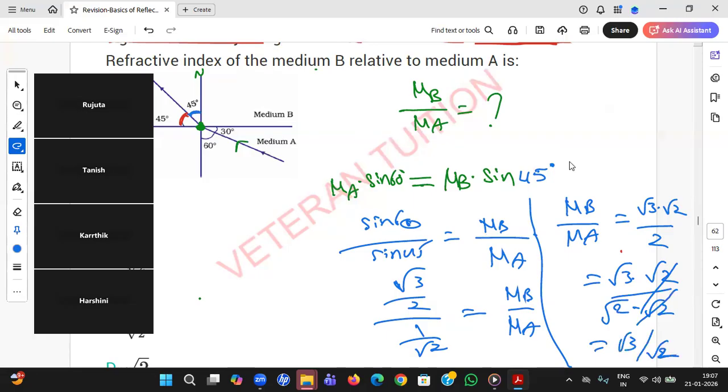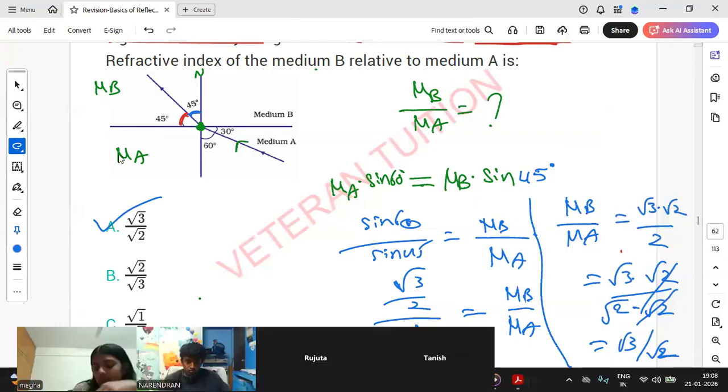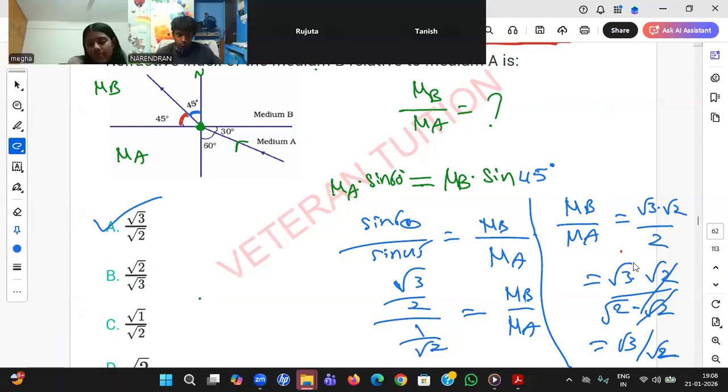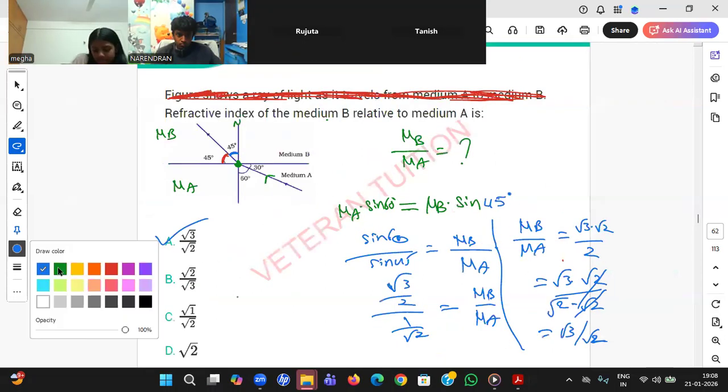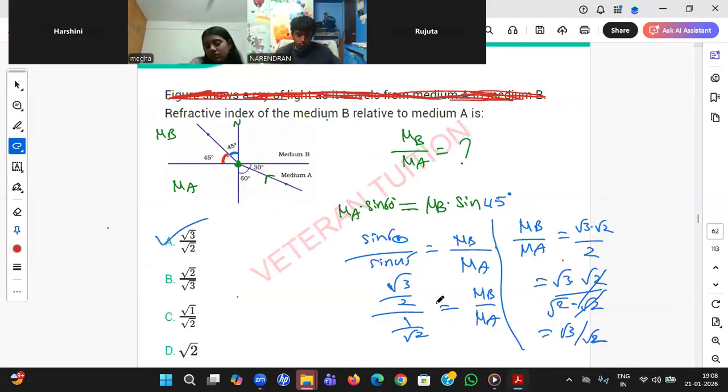Harshini, are you there, Harshini? Is Harshini still? Yes, sir. You're not giving answers? I gave the answer, sir, for this. Okay. Tanish, mathematical mistakes a lot. You see, I have given the entire reasons. Root 3 by root 2, student. Please apply Snell's law whenever degrees and refractive index are asked, and try to use simple math tricks.